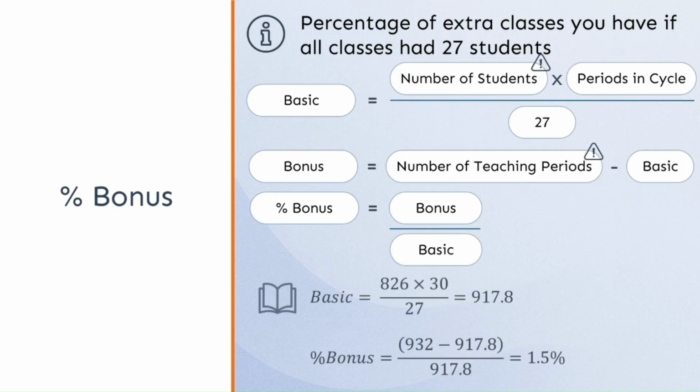In our example, the minimum number of periods, so we have classes of 27, is 917.8 periods. We actually have 932. These two will never line up completely because you can't have 0.8 of a class and for timetable reasons. The bonus then comes out at 1.5%. This lines up neatly with our average class size of 26.6, slightly smaller than 27.